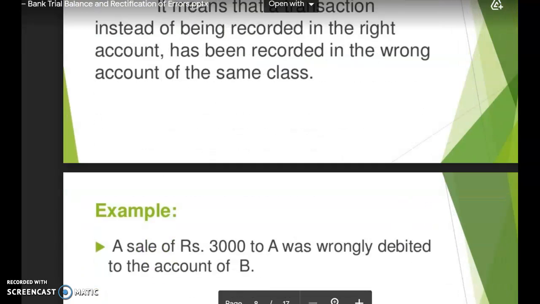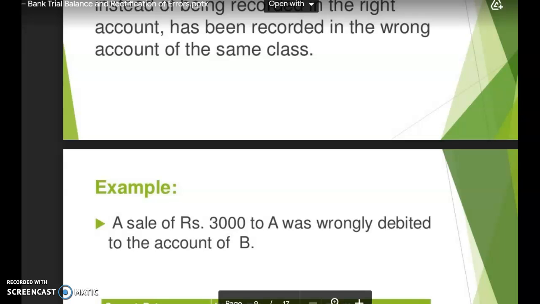And how they are rectified, we will learn with the help of an example. A sale of rupees 3,000 to A was wrongly debited to the account of B. Now see, what is the right entry? We had sold goods to whom? To A. So the entry should be A's account debit to sales account. But what did we do wrongly? We had wrongly debited the account of B. So see here that A's account, which we actually have to debit, we had not debited. B's account, which we do not have to debit, we had debited.